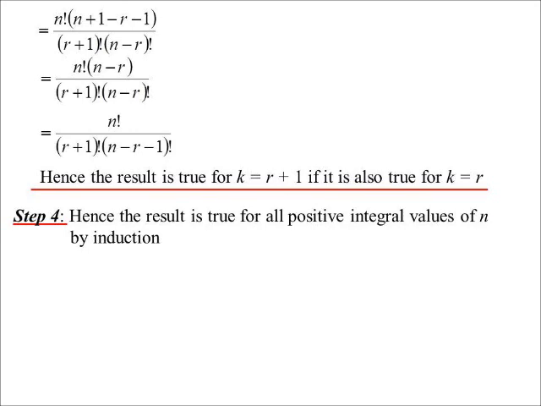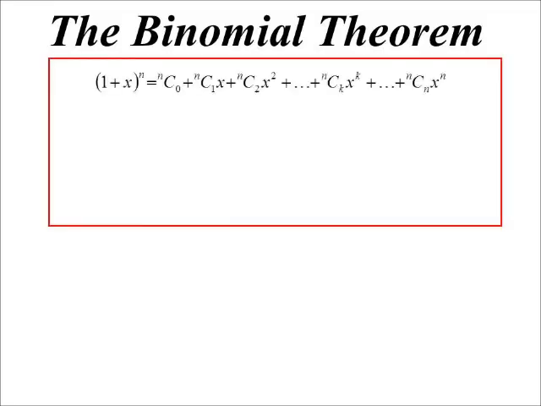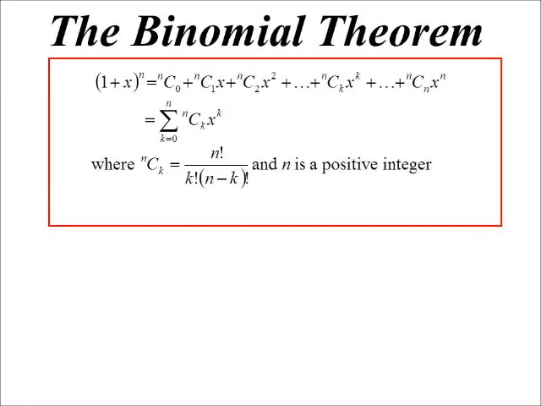Hence true for all positive integral values by induction. We know that when we expand out (1 plus x) to the power of n, the binomial coefficients go nC0, nC1, nC2, and so on. We can now write this in some notation. The general term would be nCk x to the power of k, and we're going from k equals 0 to n. And nCk is as we have defined it. Remember, there will always be one more term than the power when you expand out. So when you expand out the perfect square, you end up with 3 terms, for instance.